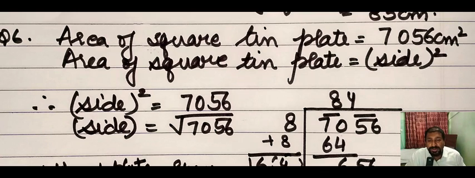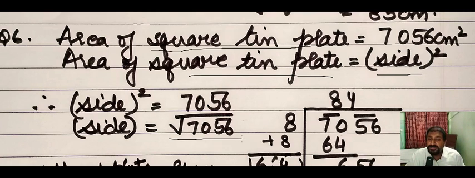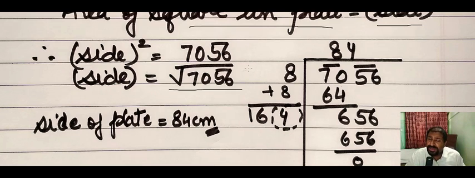Now we'll come to question number 6, where we need to calculate the area of the square. It's been given that the area of the square tin plate is 7,056, and again, we know that the area of the square tin plate will be equal to side square. Now we can equate both of them, and the side will be equal to the square root of 7,056. In this case, they have not mentioned which method to use to find the square root, so it's your choice whether you do it by prime factorization or by the long division method, which I have done.